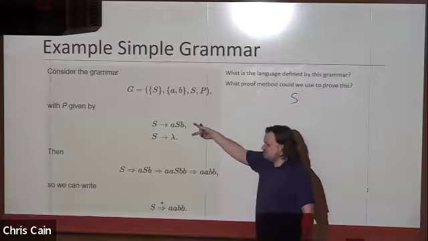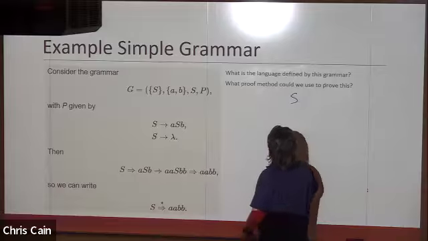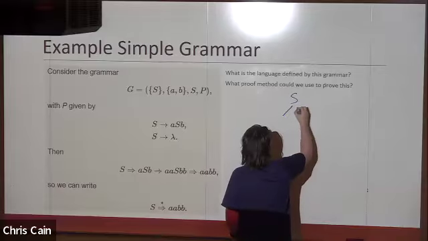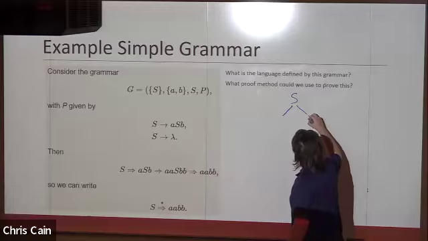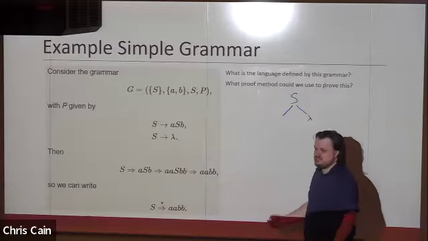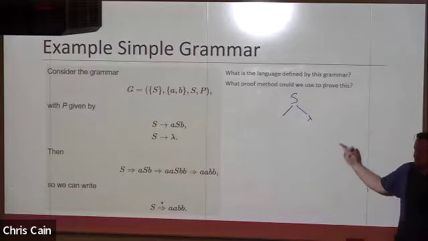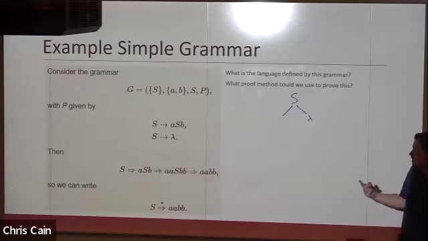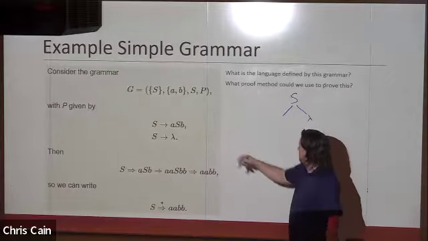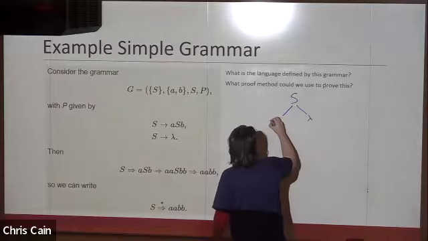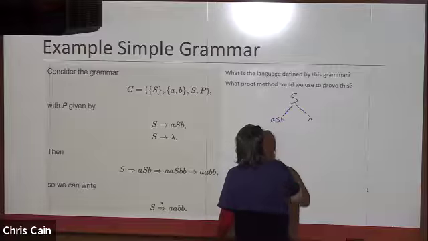With this S, there are two options. There are two things we can do with this S. We can either go directly to lambda, and if we do that, we just end up with the empty string. So the empty string is in the language defined by this grammar, because there is a legal way of getting there. I'm going to apply the S arrow ASB to get down to this ASB here.